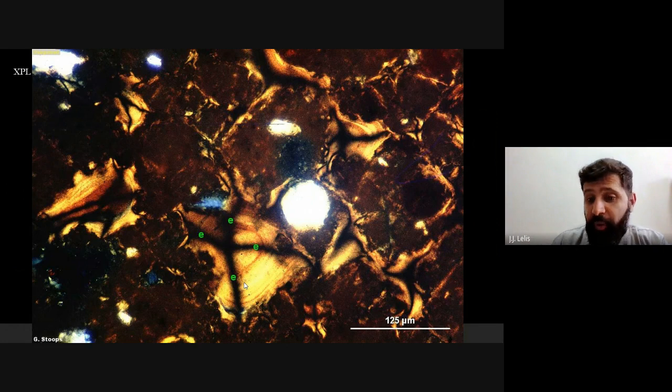So it's very important for us to understand which climatic and tectonic conditions favored the formation, the deposition of clay into these voids.